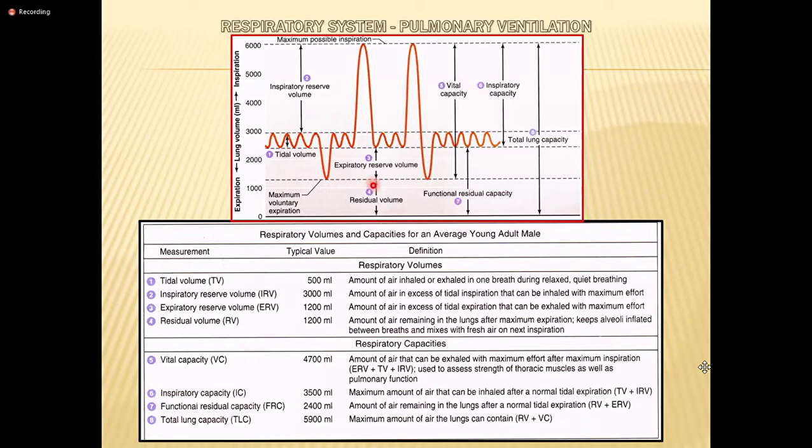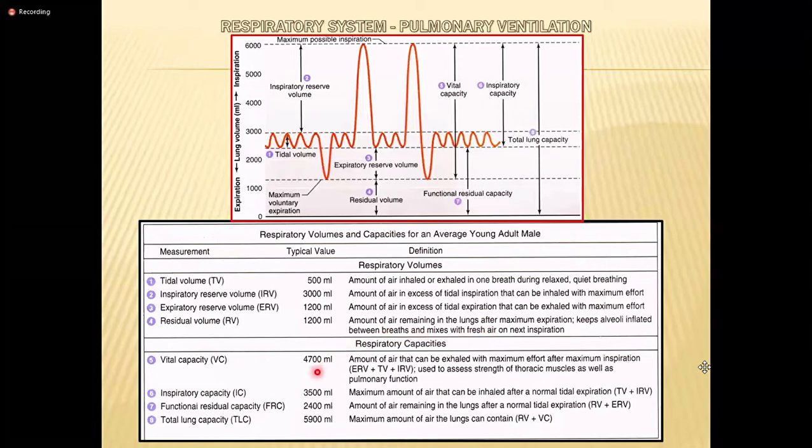But you cannot really expire everything. Some air will remain inside the lungs forever, and this cannot be measured by spirometry. It is around 1,200 ml. This is the amount of air remaining in the lungs after a maximum expiration. This is the one that will keep the alveoli inflated between breaths and mixes with fresh air on your next inspiration.